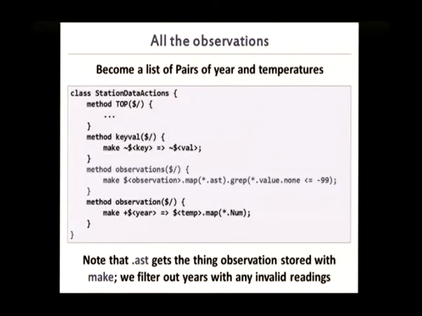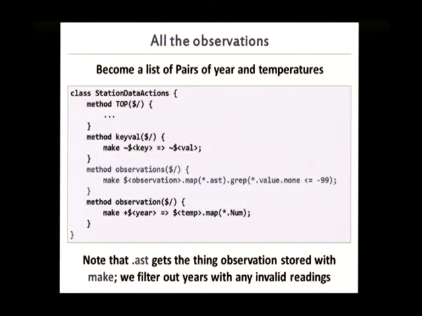So all I've done here is I've just said, that made a pair. So dot value is getting the value of the pair, which is the list of numbers. And I'm saying none of them should be less than or equal to minus 99. So it kind of does what it reads like: values, none of them less than or equal to minus 99.